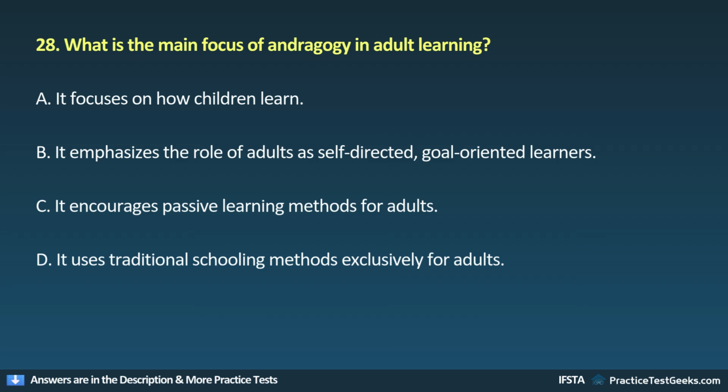28. What is the main focus of andragogy in adult learning? A. It focuses on how children learn. B. It emphasizes the role of adults as self-directed, goal-oriented learners. C. It encourages passive learning methods for adults. D. It uses traditional schooling methods exclusively for adults.